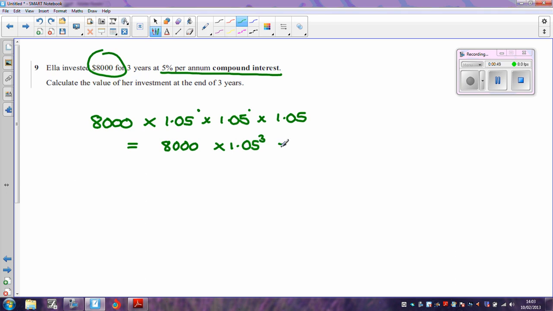And that's where your 3 years comes in. And that comes out as £9,261. The alternative is to work out 5%, add it on.